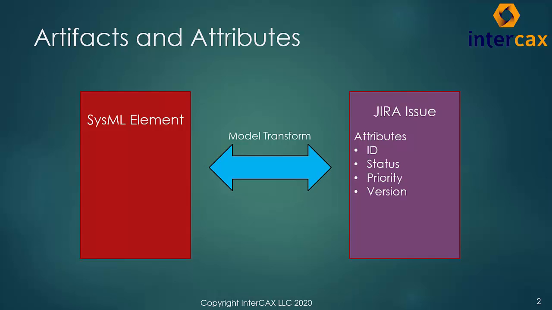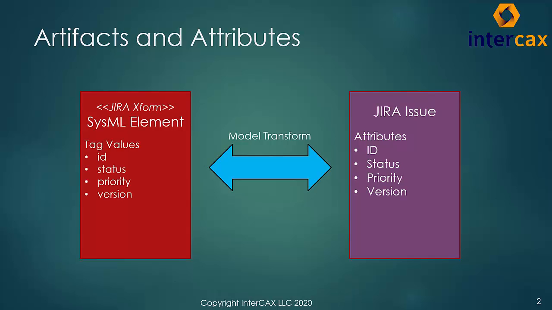A Syndeia model transform connection enables us to take a model element in one tool, such as Cameo, and use it to generate a related element, such as a JIRA issue in another tool, or to do the same thing in reverse from JIRA to Cameo. Frequently, that other element has attributes that we want to share with the SysML element.